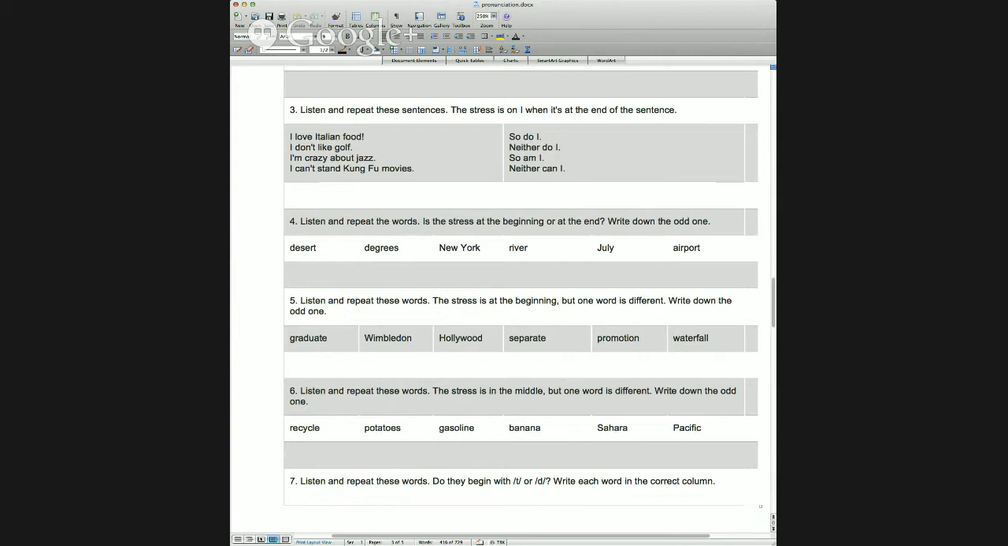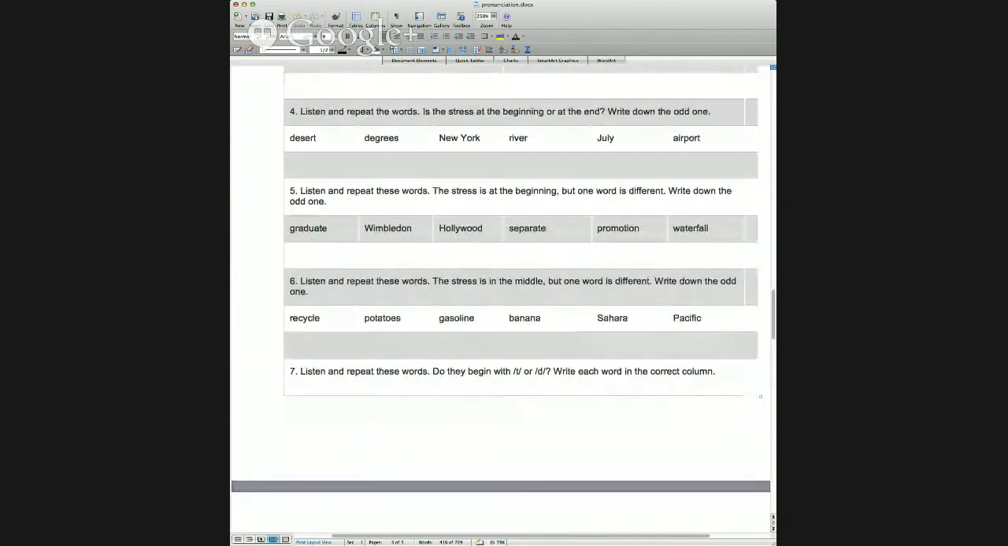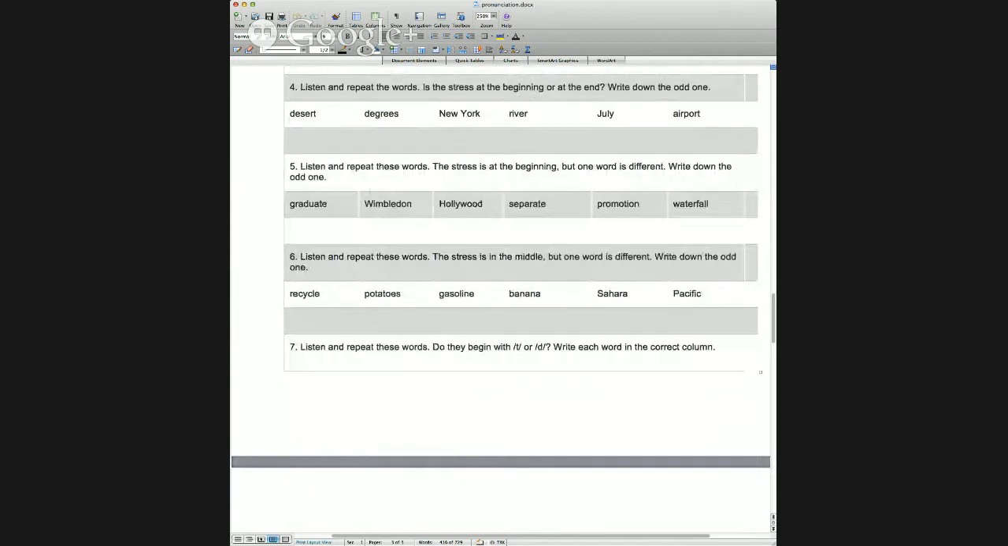Okay, good. All right, so here, we're coming back to the stresses in the word. And now we have a bit of a test for you. Okay, so it's testing your ear. So I want you to repeat after me, and then afterwards, I want you to tell me where the stress is in each word, if it's at the beginning or the end.